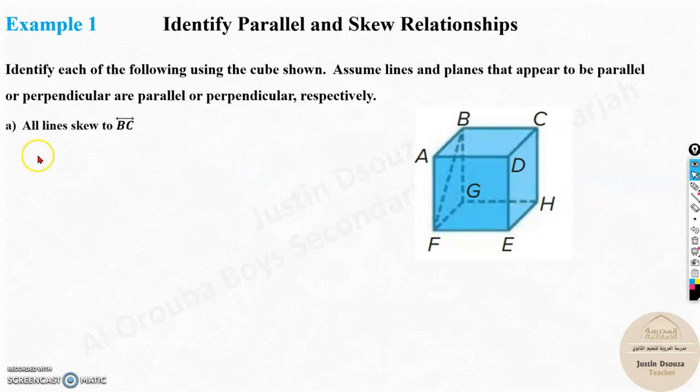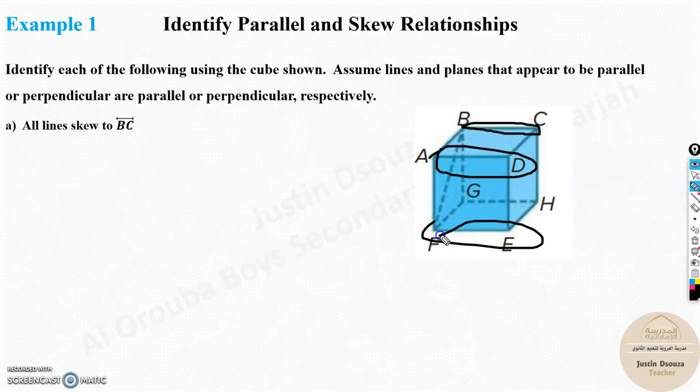Now, they have given us the question: all lines skew to BC. So this is the line over here, BC. Which are the skew lines which do not intersect it? If you're thinking AD, EF, wait a minute, because FE and AD are parallel lines, even GH. They're parallel lines, so don't consider them. Consider other than the parallel lines which do not intersect.